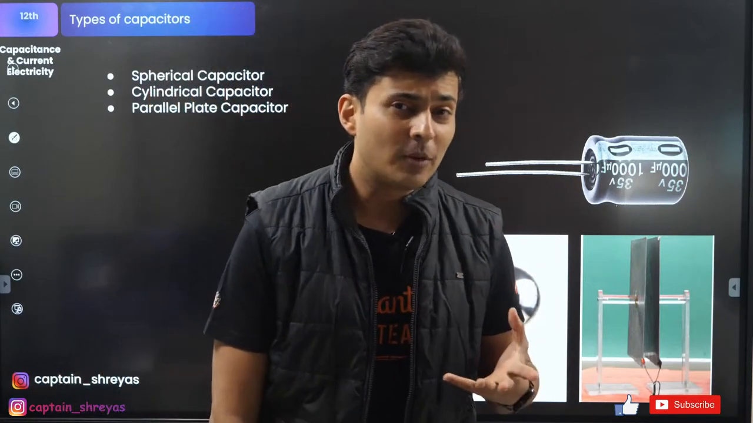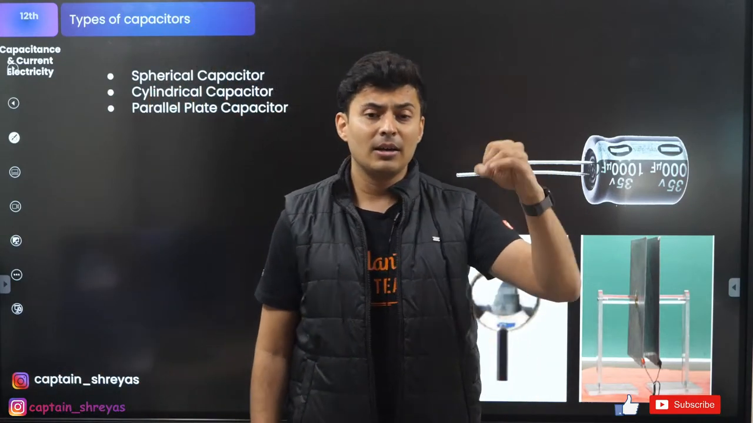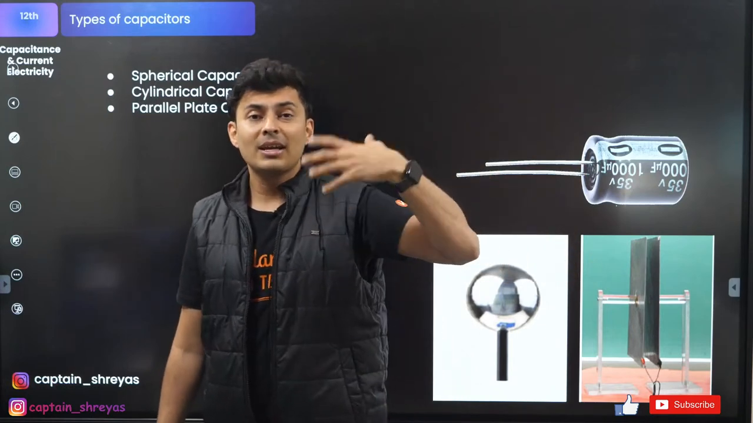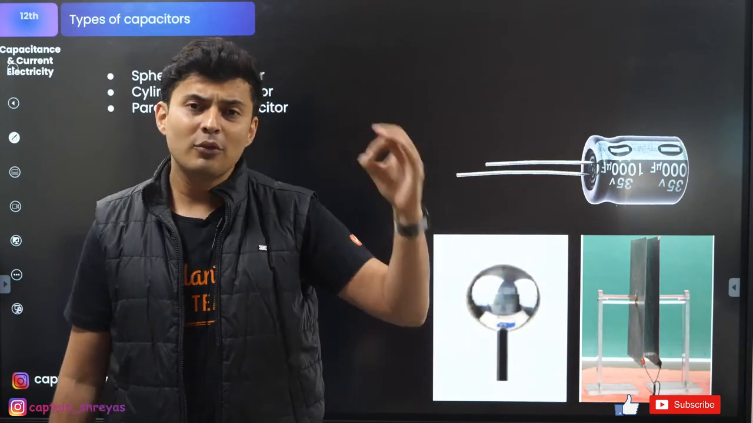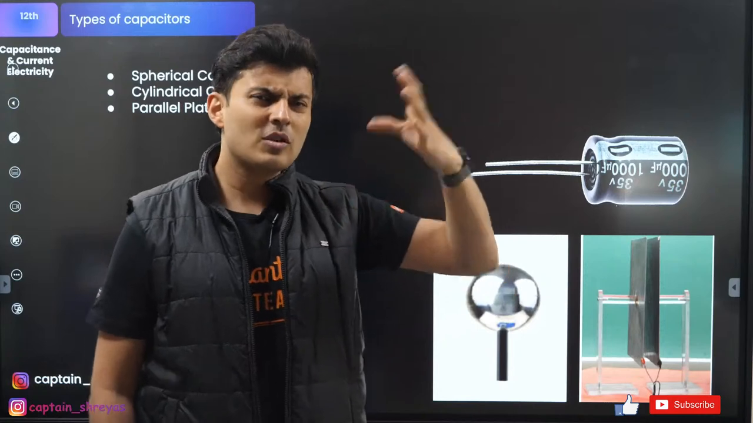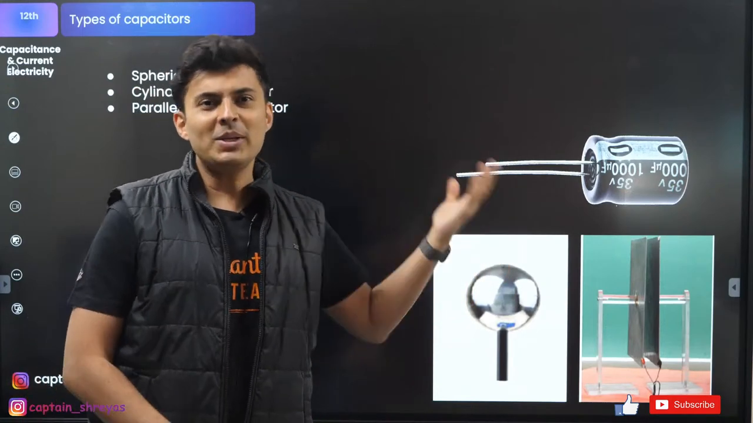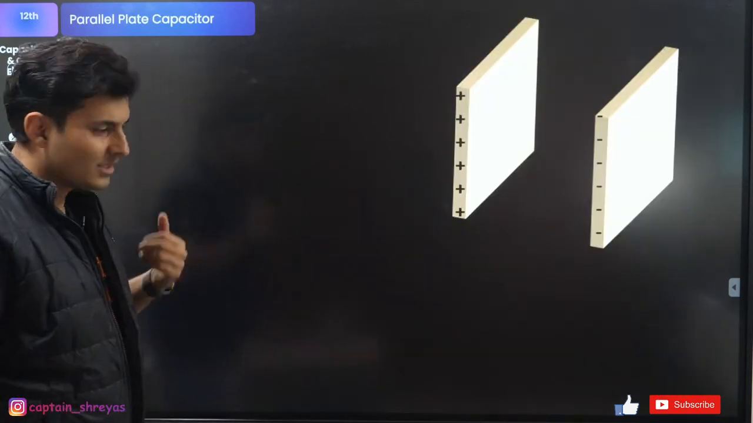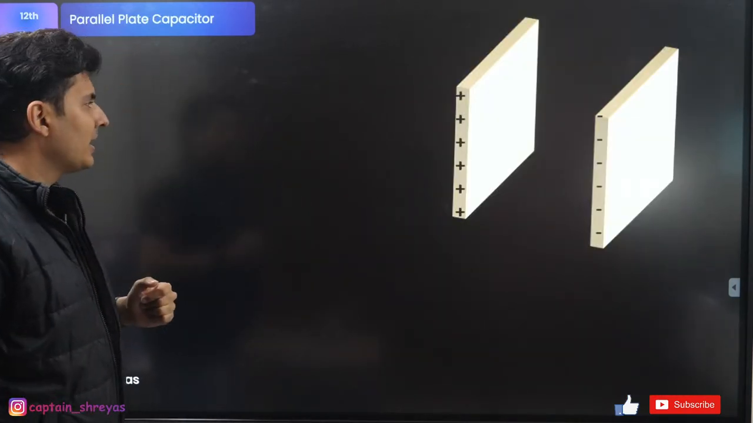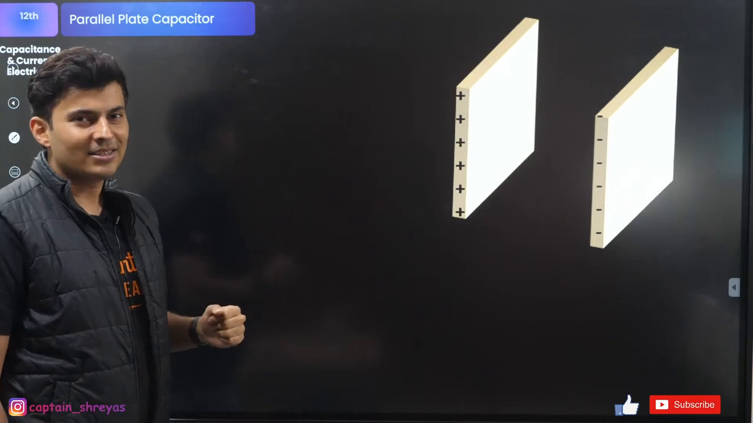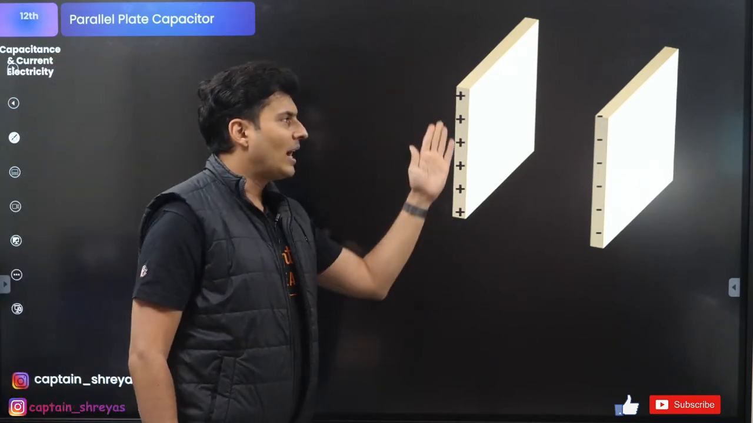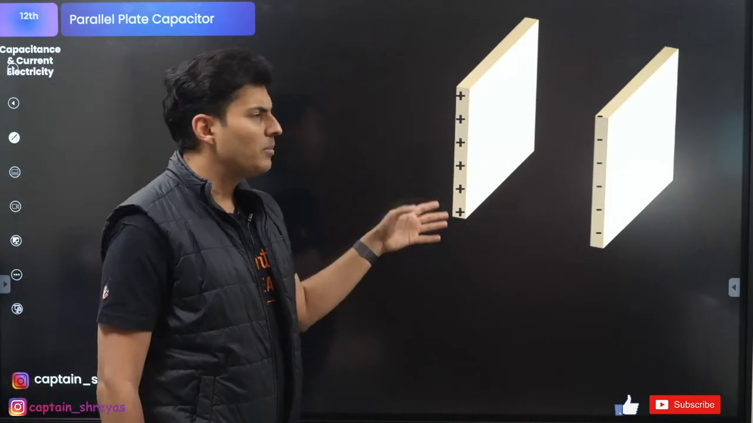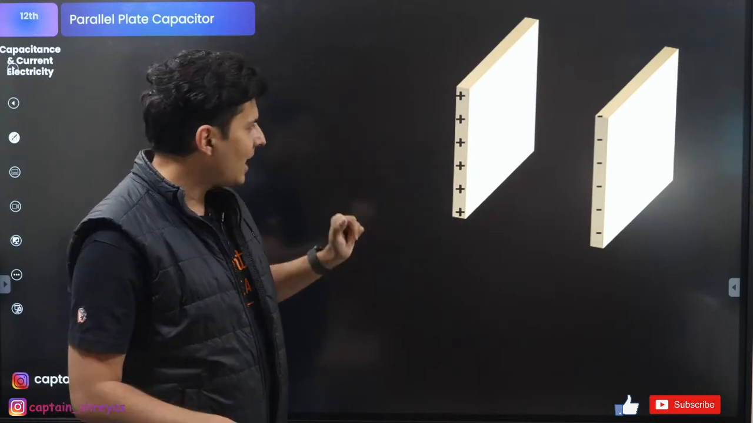Now, these geometries will give you different capacitances, and their formulas are very similar and also a little bit different. So you will see the similarities and differences of the formulas to find the capacitance. The first one is a parallel plate capacitor. It looks something like this. There is one plate here and another plate here. There could be some medium, but for now let's take it as air.